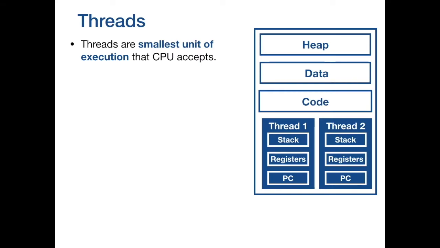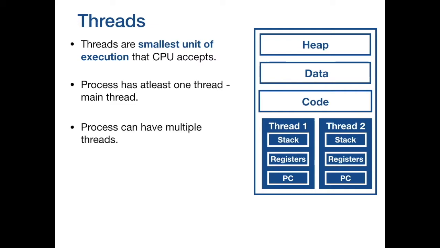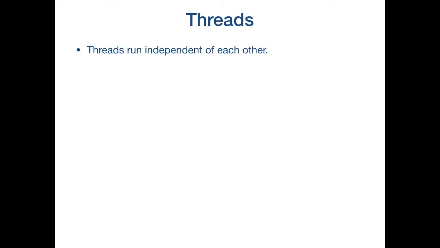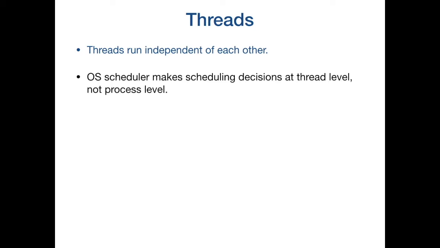Threads are the smallest unit of execution that a CPU accepts. Each process has at least one thread, that is the main thread. A process can have multiple threads, and threads share the same address space, and each thread has its own stack. Threads can run independent of each other. The operating system scheduler makes scheduling decisions at the thread level, not at the process level.